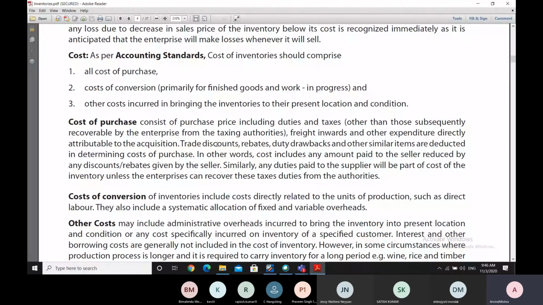So just to understand this, cost, in other words, will include any amount which is paid to the seller, reduced by whatever discount or rebates given by the seller, and of course including the duties and taxes. So similarly, any duties which are paid to the supplier will be part of the cost of the inventory, if the enterprise cannot recover those taxes from the authorities.